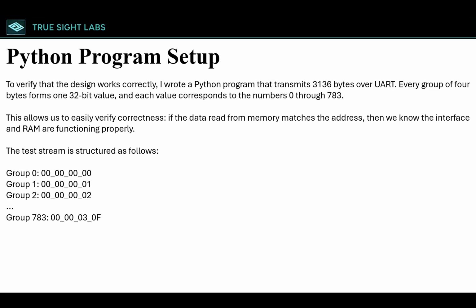Every group of 4 bytes forms one 32-bit value, and each value corresponds to the number 0 to 783. This allows us to easily verify correctness. If the data read from memory matches the address, then we know that the interface and RAM are functioning properly. The animation below shows the order that each byte is sent serially across the RX line. Remember that each group of 4 bytes forms one pixel. And remember that the groups are sent such that the numbers 0 to 783 are sent in order.